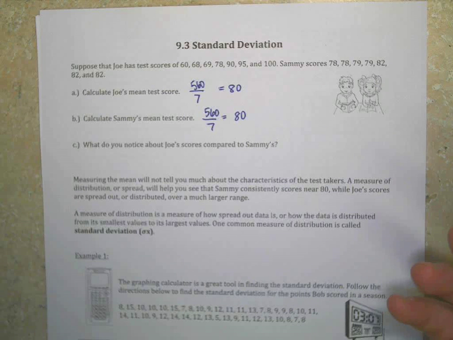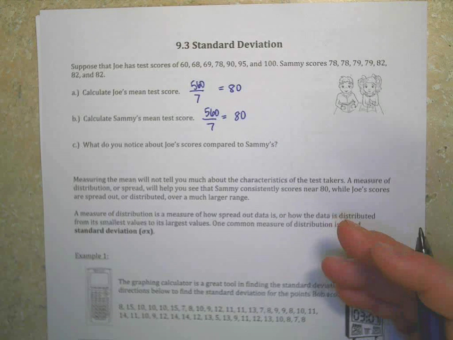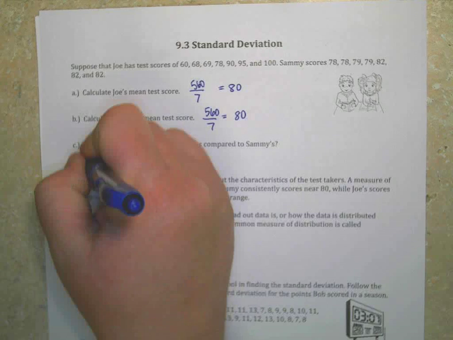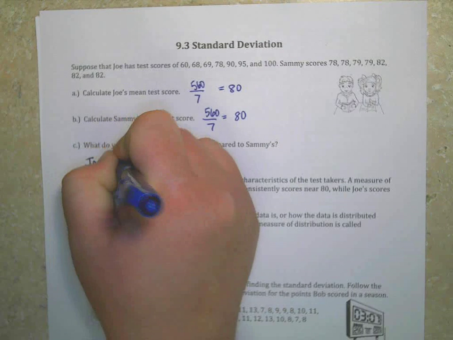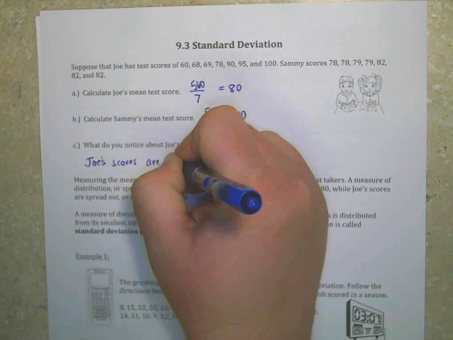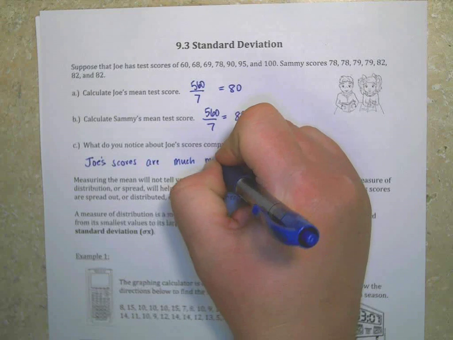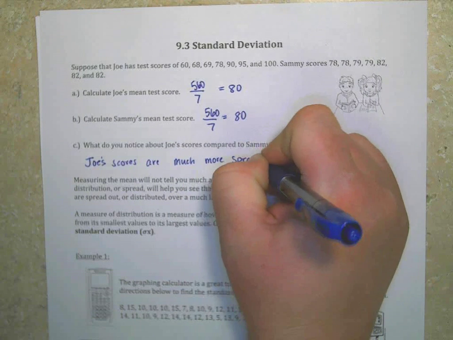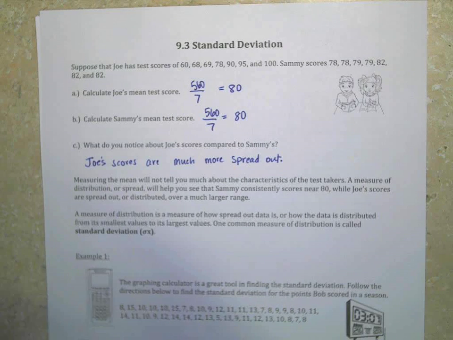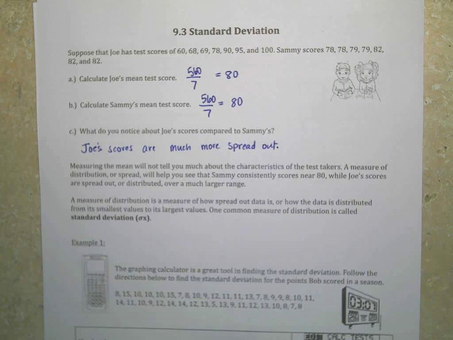They both have the same test average, but their scores tell a very different story. We notice that Joe's scores are much more spread out. Okay, he starts pretty low and then gets pretty high. Sammy, on the other hand, stays pretty consistently a little bit below, a little bit above 80. So sometimes just measuring the average isn't going to give us enough information about what the data points are telling us.